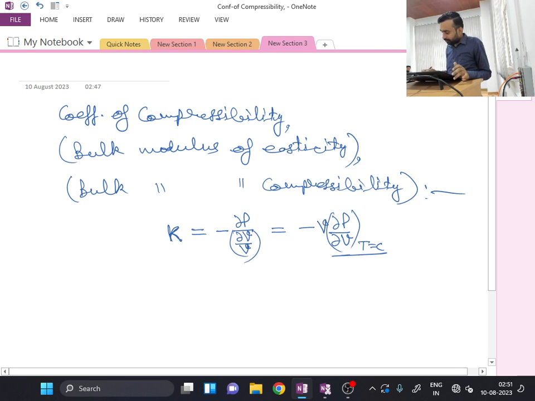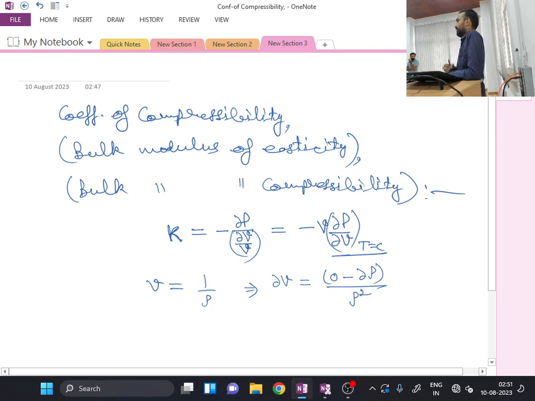Now we know that specific volume is nothing but equal to 1 by density. So can you calculate del v? What will you find over here? Tell me. This will be del of 1 by rho. So 1 will be 0, minus del rho divided by rho square. Fine. So del v can be written as minus del rho by rho square.